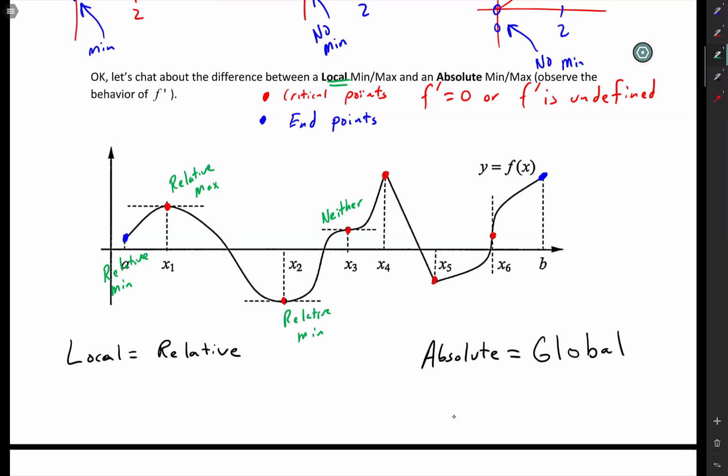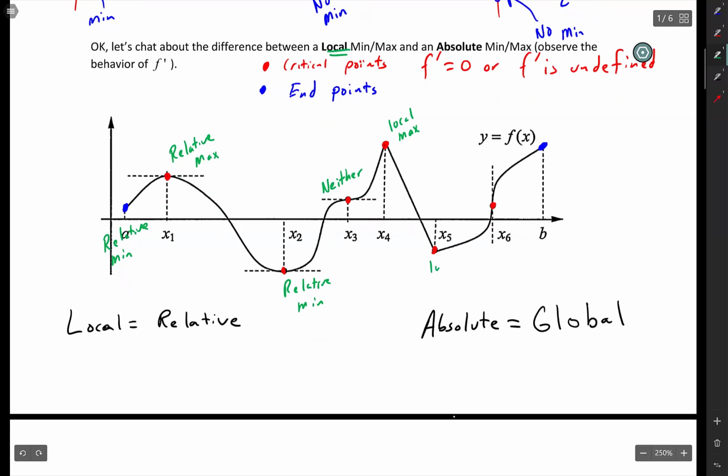At x4, I'm going to call it local instead of relative. It's the same thing, guys. This is a local what? Local max. At x5, that is a local min. x6, what is that? Neither. What about B? Perfect, local max.